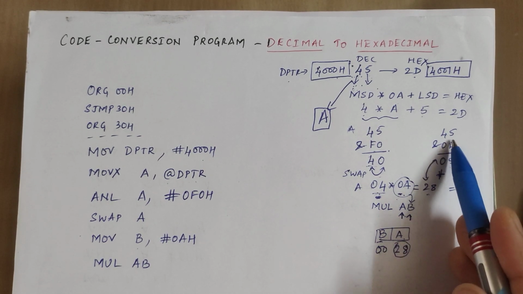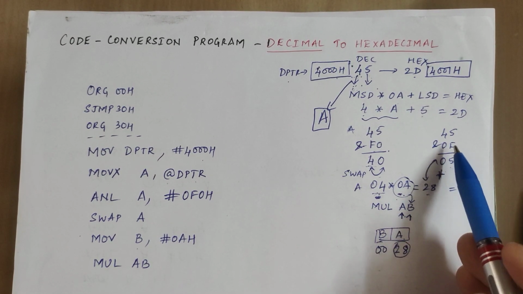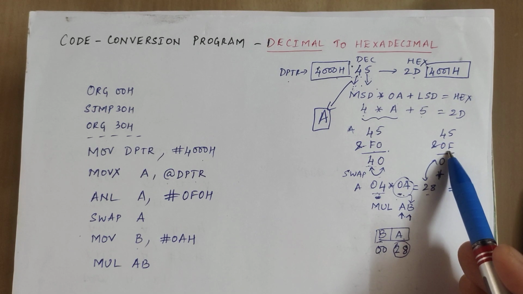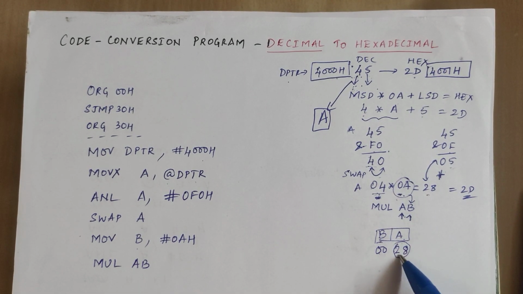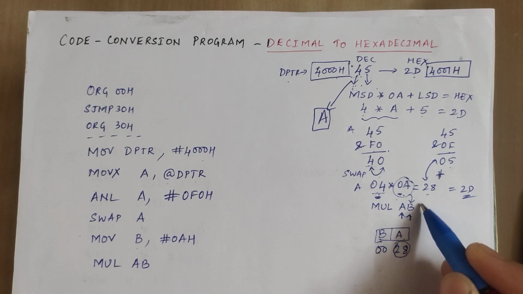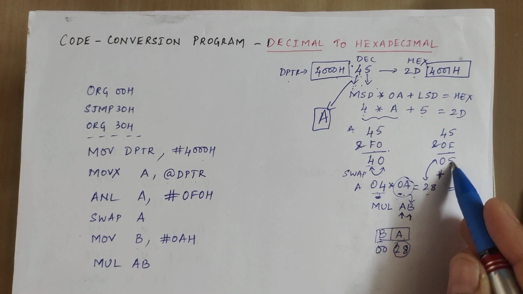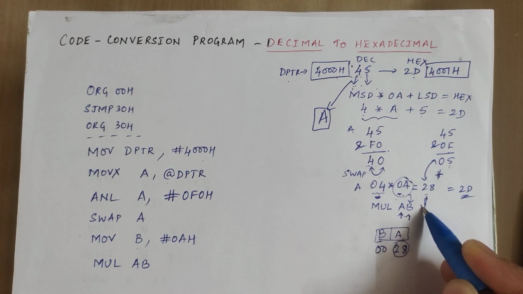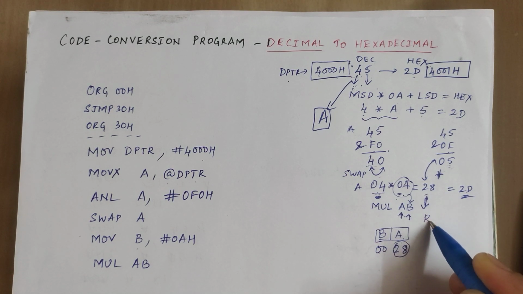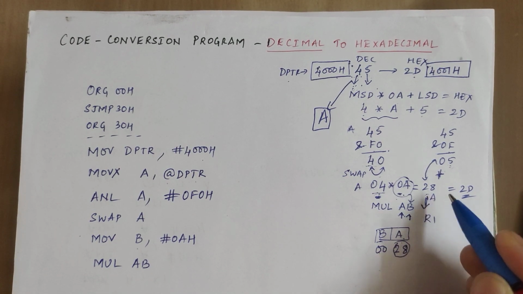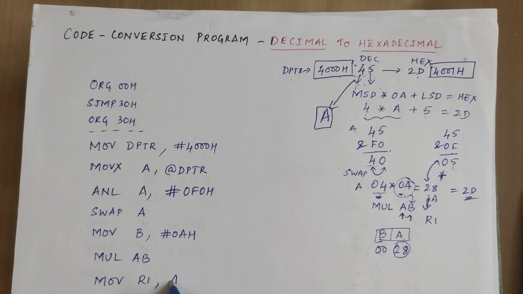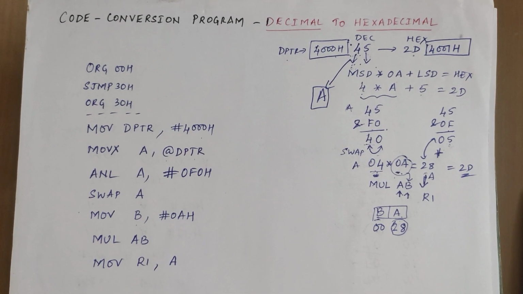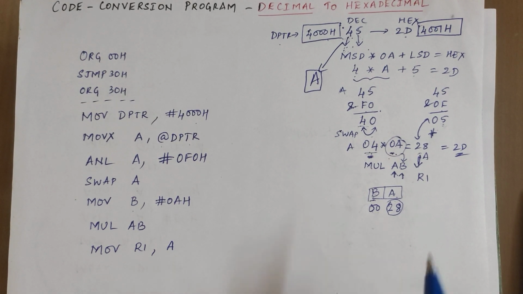Now we have to repeat the step of ANDing the data with 0F to get the LS digit. But we don't want to lose this 28. We want to add this again later after we've got this 5. So let's store this temporarily in some register, say R1, from the accumulator. So let's write the instruction MOV R1, A. Now your data is safe.